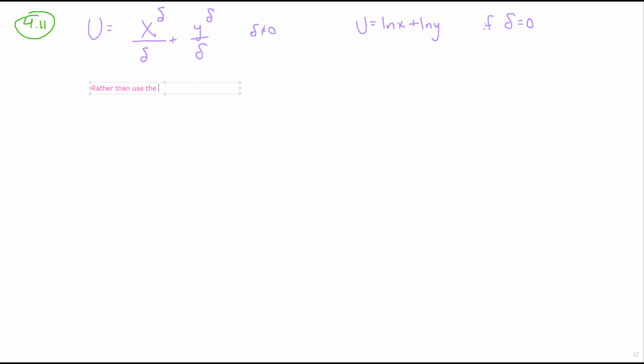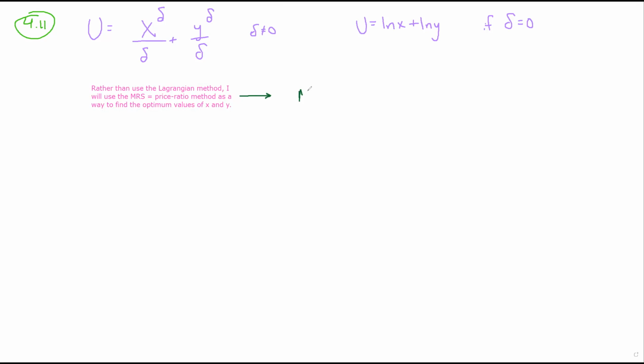Rather than use the Lagrangian method, I will use the MRS equals price ratio method as a way to find the optimum values of X and Y. This method kind of shortcuts the Lagrangian. When I say price ratio, I mean price of X to price of Y, so that means price X over price Y. Just bear that in mind.